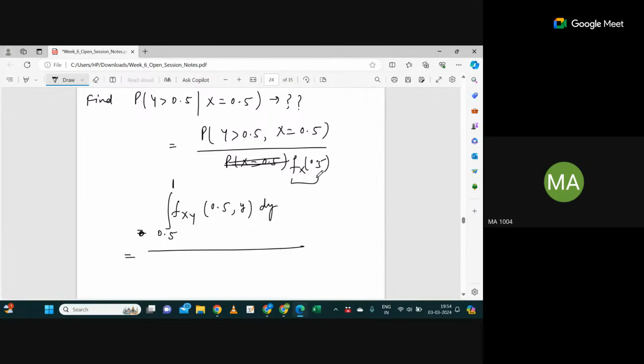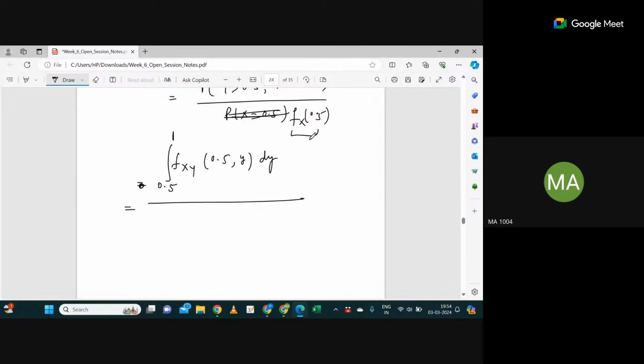And in the denominator, what is the denominator? It is the marginal density of x, right? So to calculate the marginal density, what do I have to do? Integrate over y f_xy(x, y) dy from 0 to 1, because to calculate the marginal density, we have to integrate throughout the support range of y. Fine. So let's calculate the numerator part first.